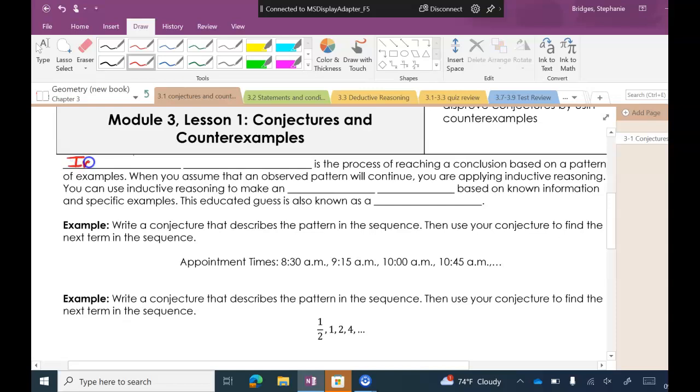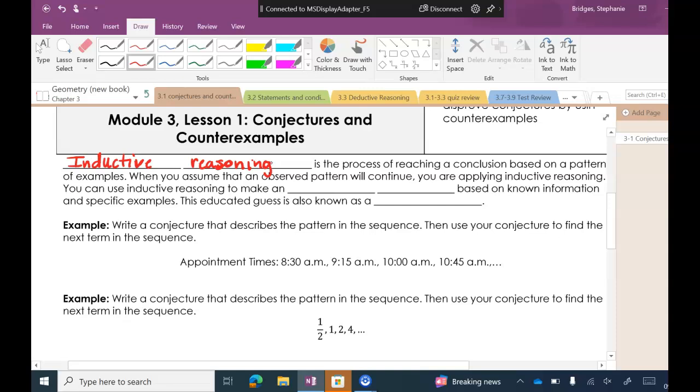Inductive, I-N-D, maybe I can write, U-C-T-I-V-E, inductive reasoning. Inductive reasoning. That is the process of reaching a conclusion based on a pattern of examples.